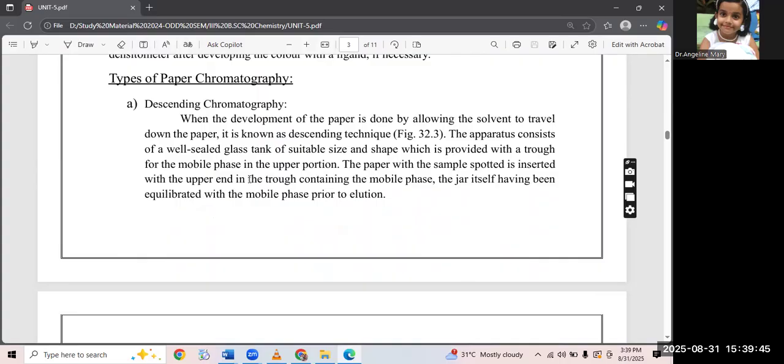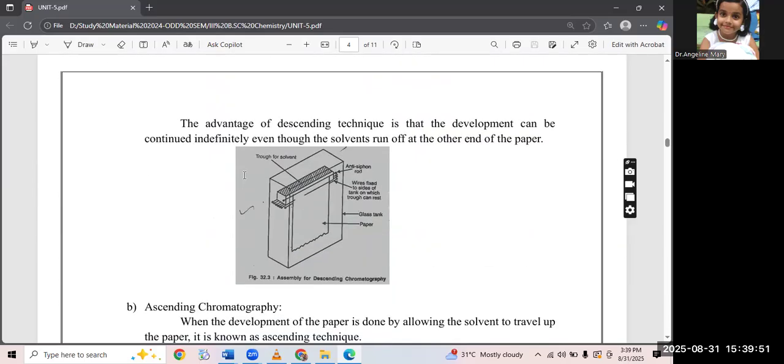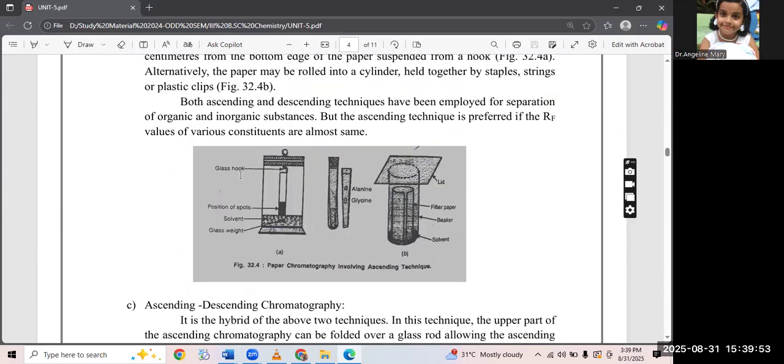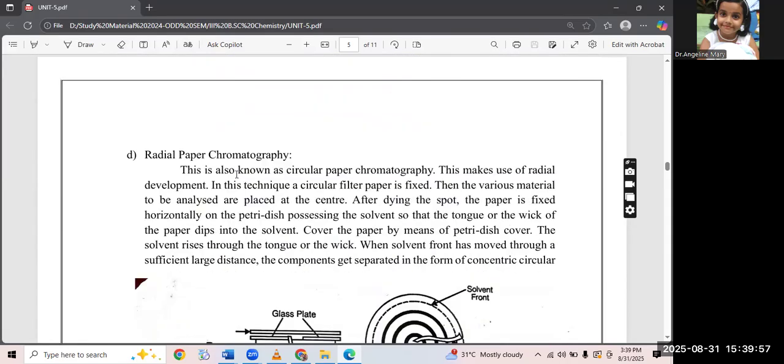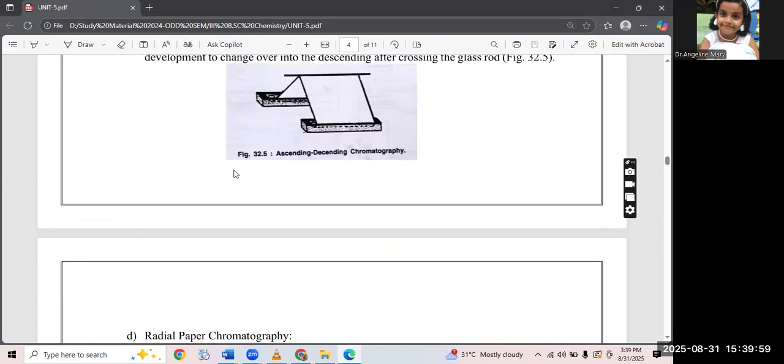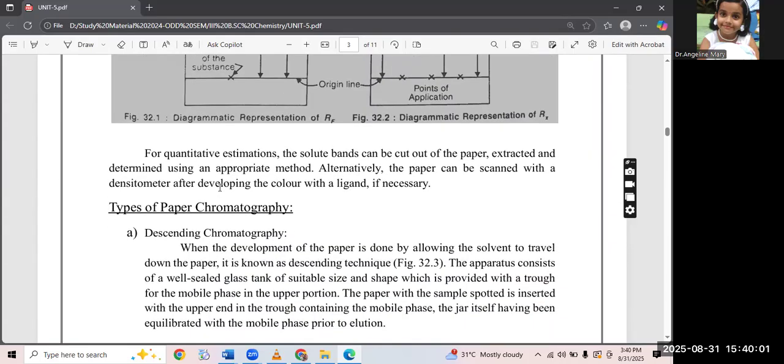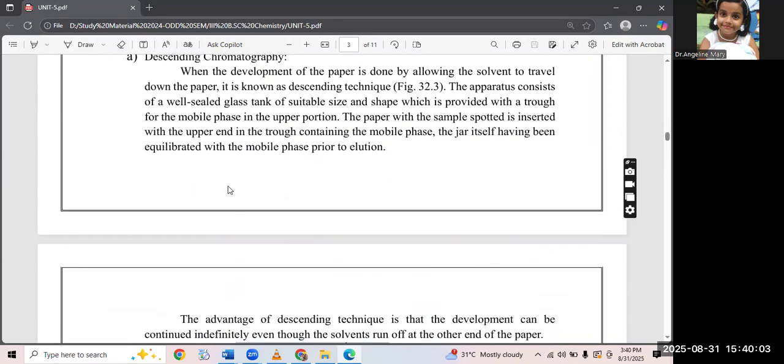There are three or four types of paper chromatography. One is descending chromatography. The second one is ascending chromatography. The third one is ascending-descending chromatography. The fourth one is radial paper chromatography. The first one is descending chromatography.